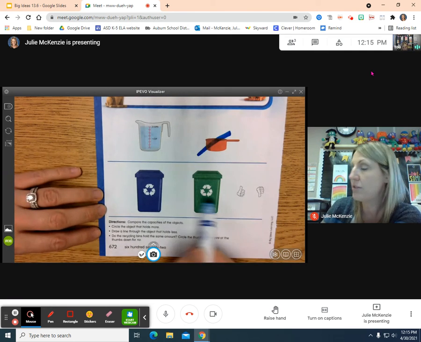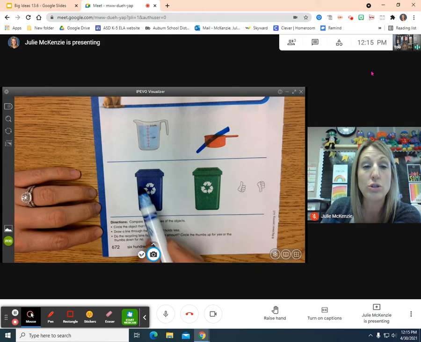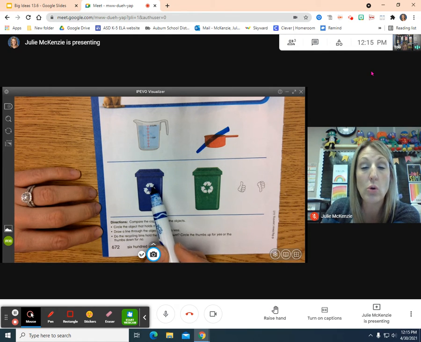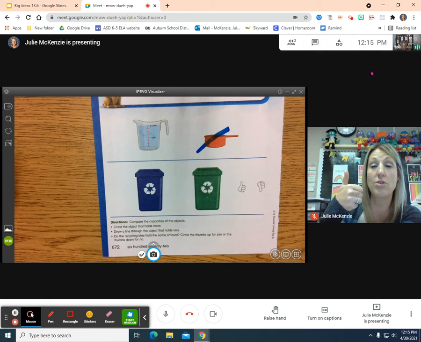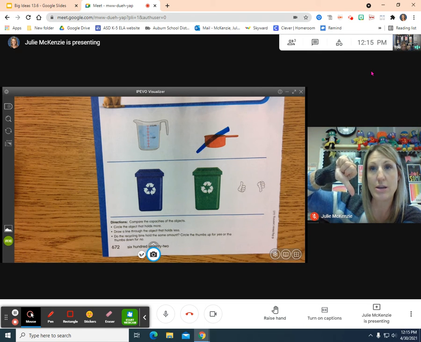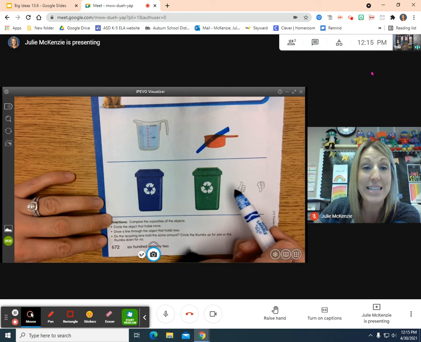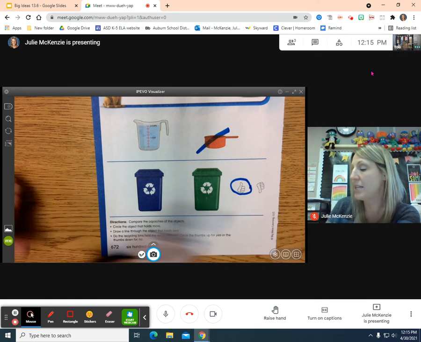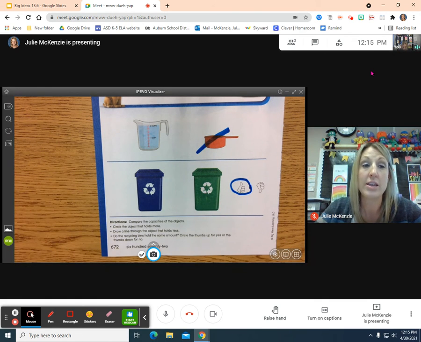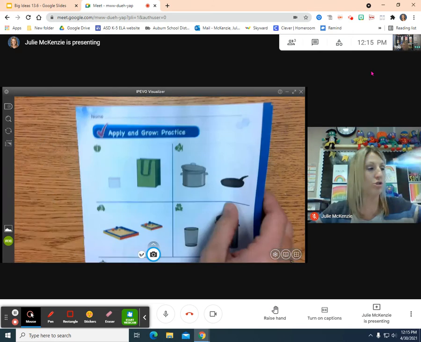Now here we have two recycling bins. My question for you is, do the recycling bins hold the same amount as each other? If you think they do, circle thumbs up. If you think they do not, circle thumbs down. I can see they are the exact same size. They are equal, so yes, their capacity is the same. They can hold the same amount. All right, take a look at the next page.